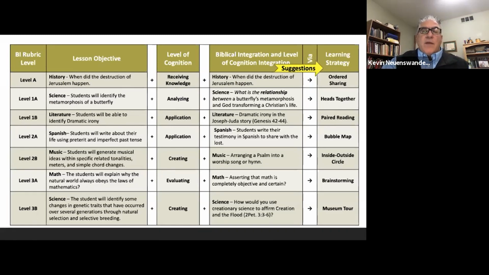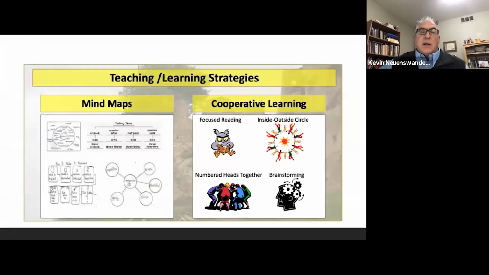Well, so that was a merging together of biblical integration with a lesson objective and with the application level of cognition. And I used a bubble map. And we'll see the bubble map in the next slide. And you guys, I'm sure you have seen it. Maybe you haven't called it a bubble map before, but this is a way of thinking. So we'll go to the next slide.